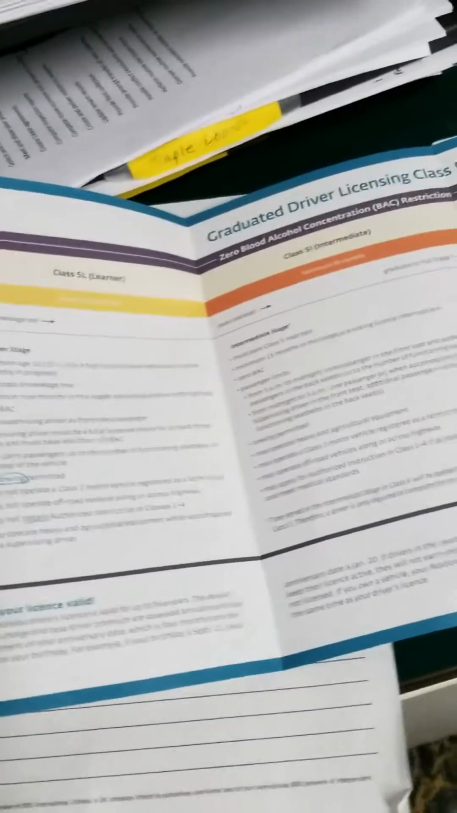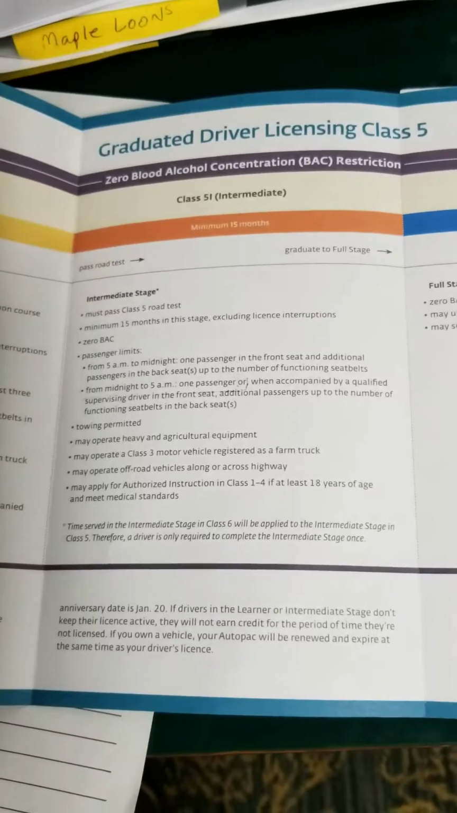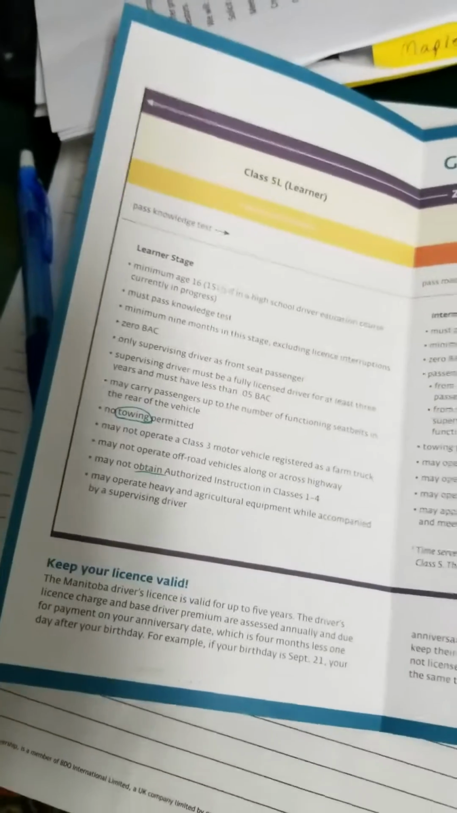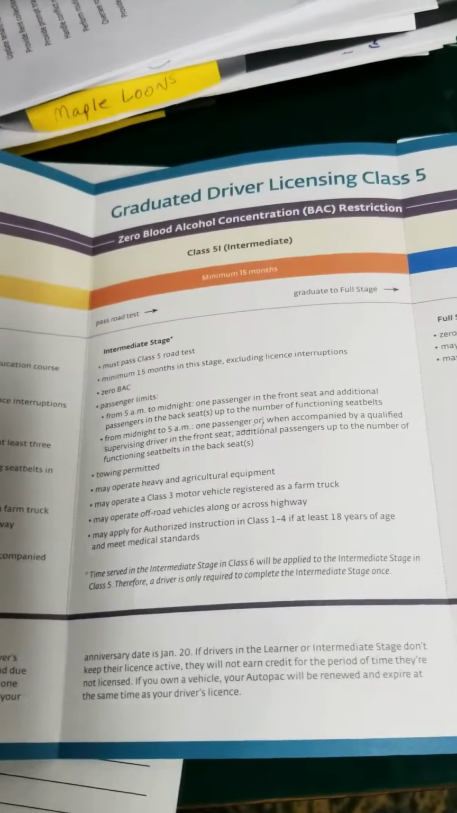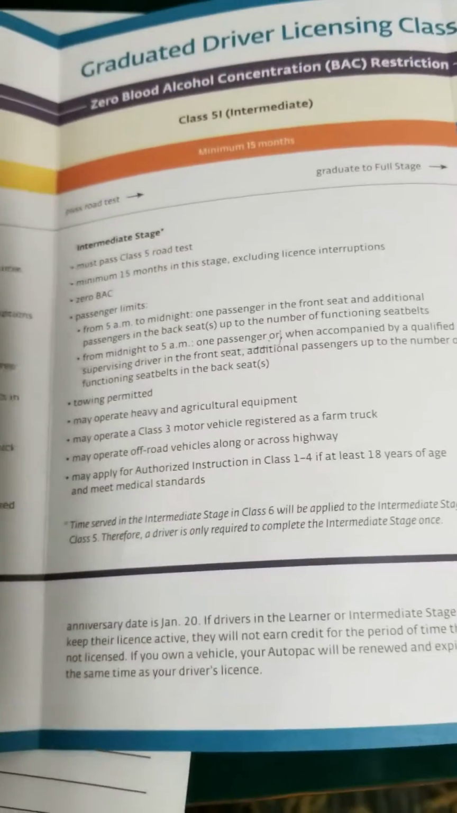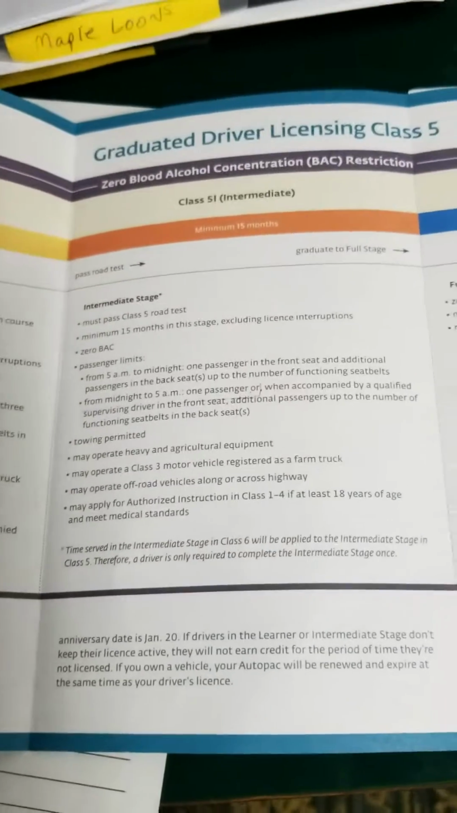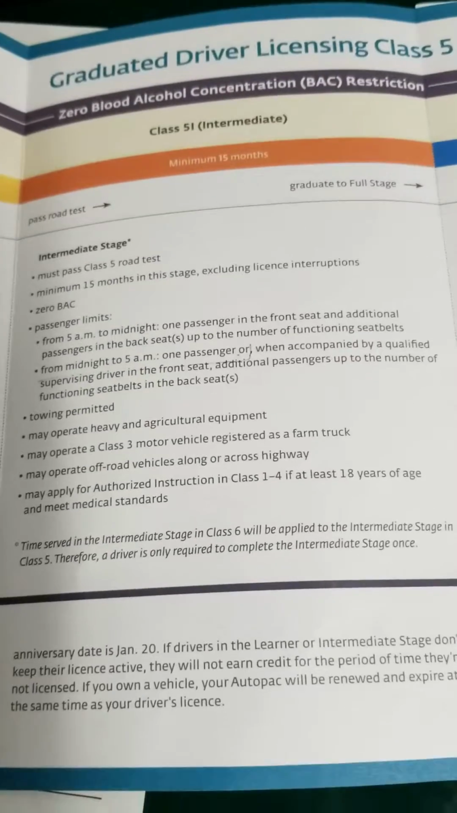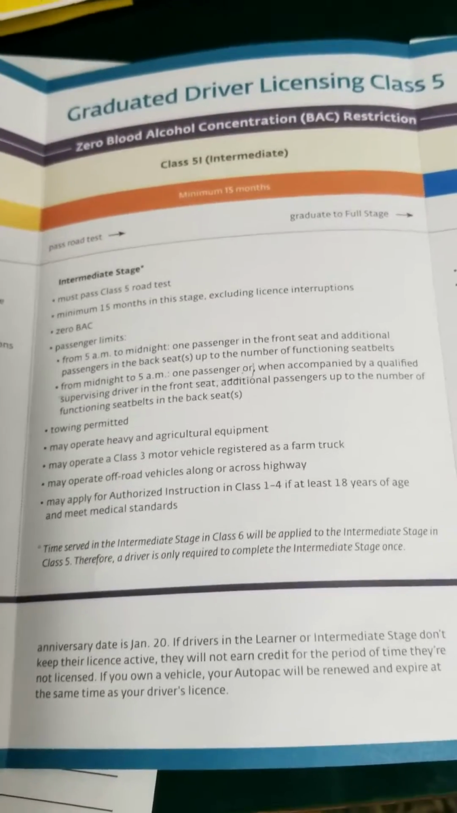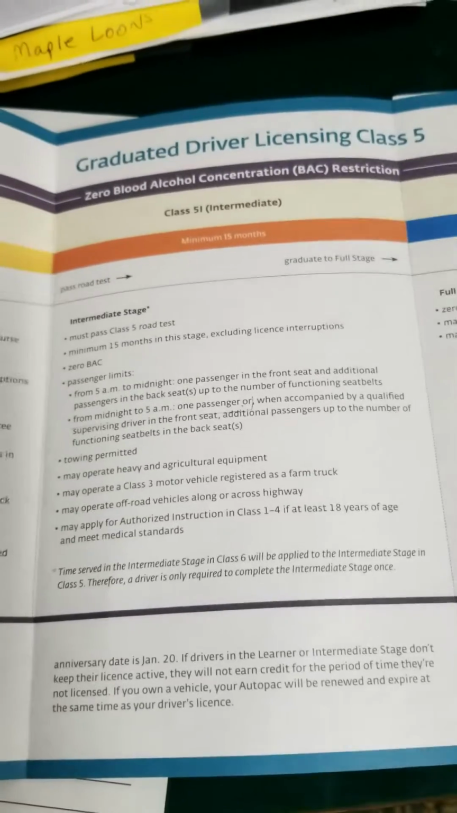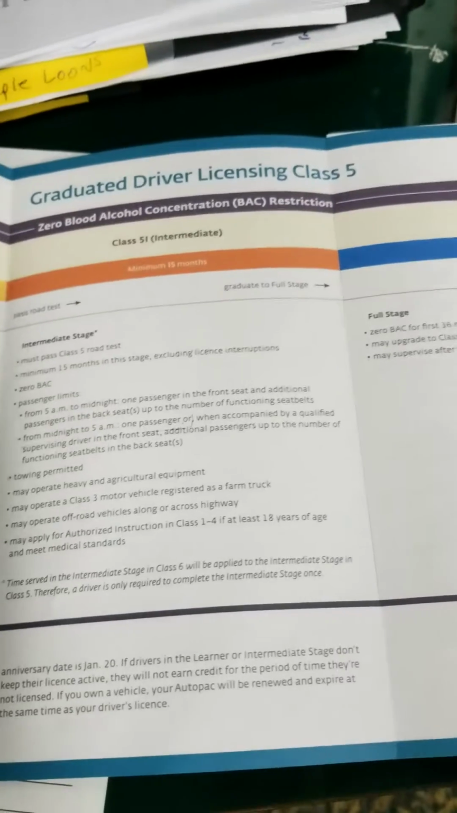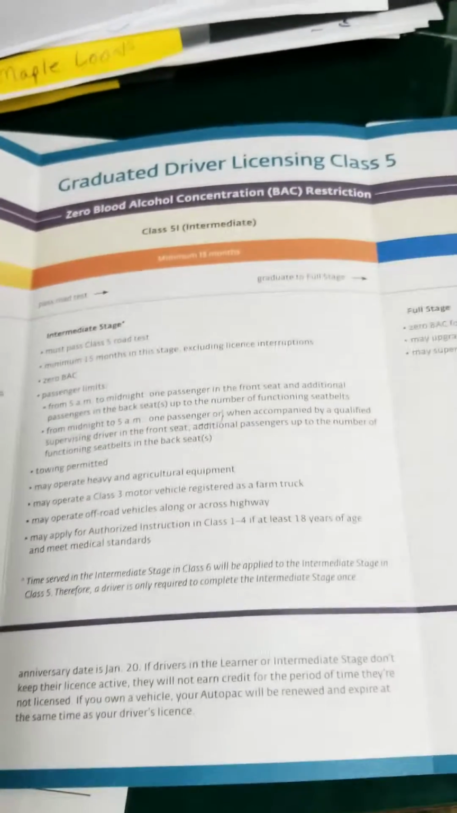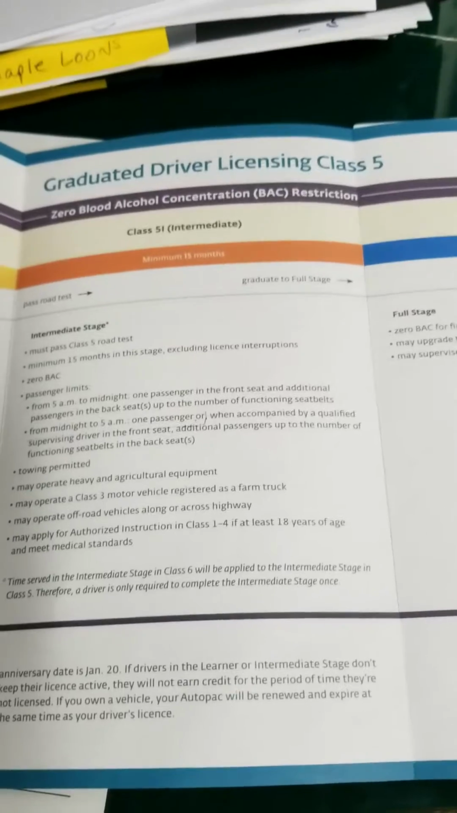Then you get to the class 5I. Once you are in the learner stage, you have to be there at least 9 months, and after that you go to MPI and pay for your road test and sit the road test. If you pass the road test, then you get class 5I. Basically, with that, you can drive without a supervising driver, but from midnight to 5 a.m. you cannot drive with passengers in the back without a supervising driver.